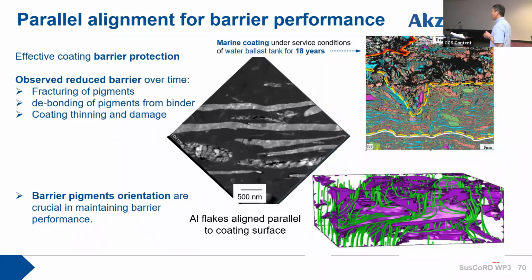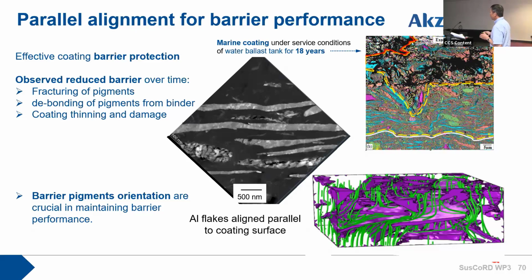Another example is the marine coating, which has been exposed to a service condition for a long time, 18 years. What have been found? After 18 years in service, the barrier property, the resistance of the coating, has been reduced to a degree, although it still meets the requirement for industry standard. So what we have done, we try to relate the reduction in resistance in barrier function to what happened within the coating, to what has changed for the microstructure.